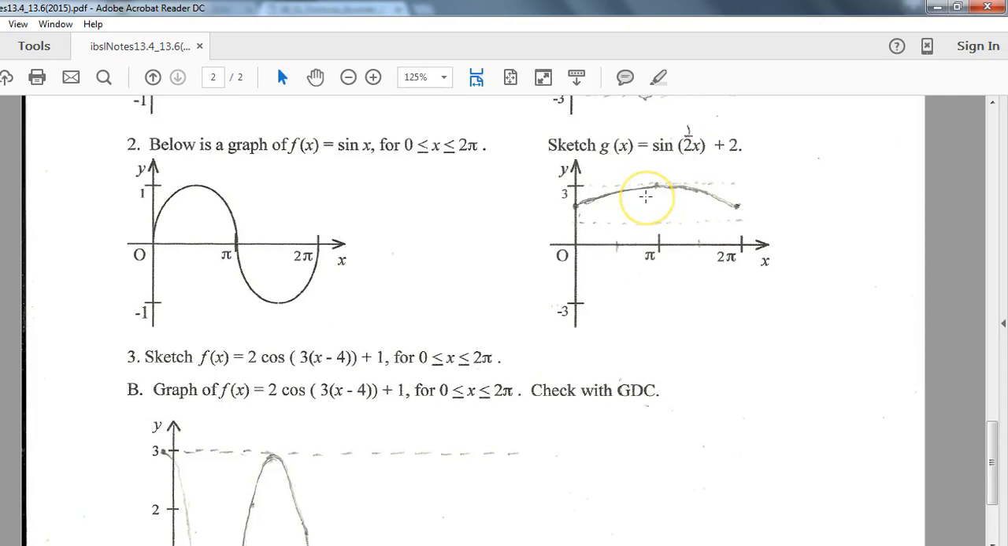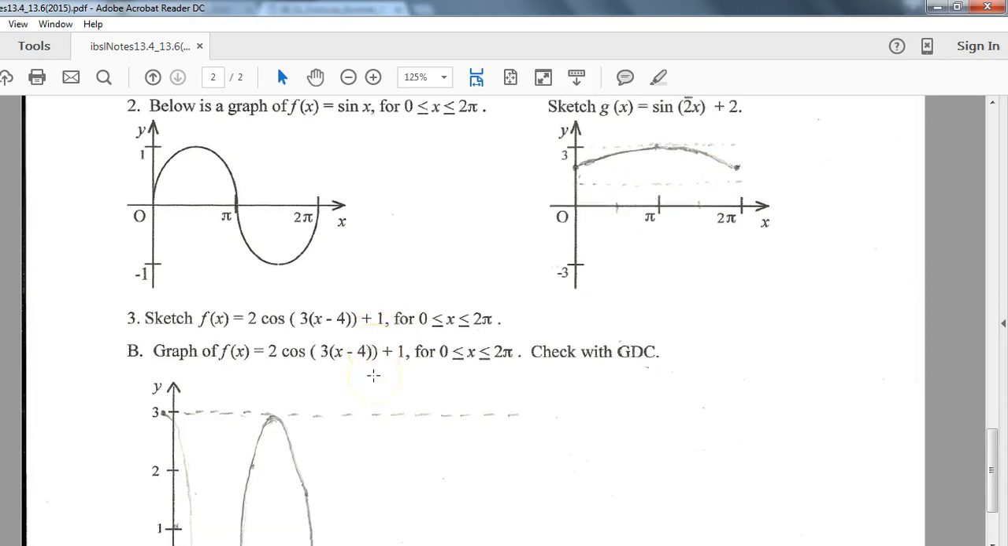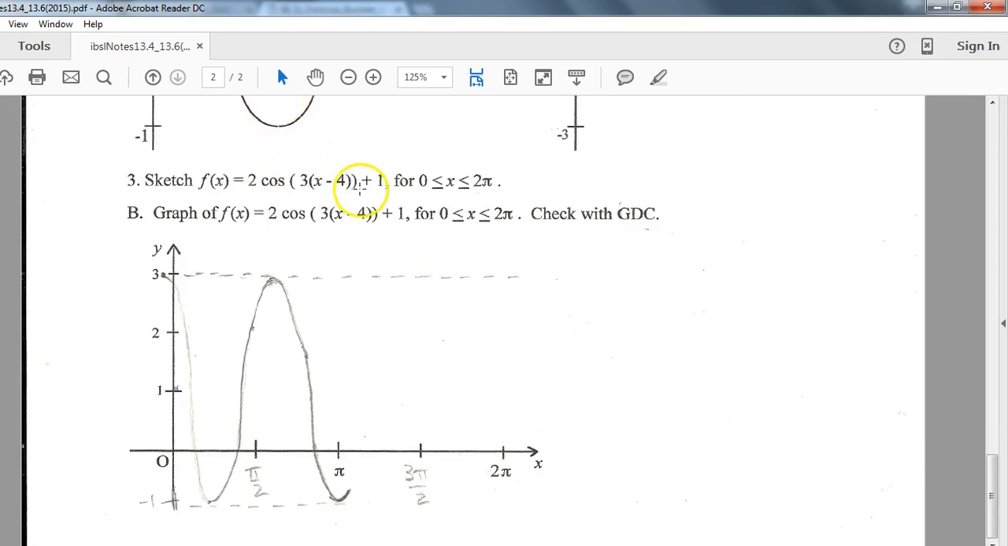And then I'm just going to sketch it within the proper domain, and usually that should be identified within a problem. They might say sketch the graph from 0 to 2 pi or whatever, and so you make sure that you stick with the domain identified within the problem. Last one. This kind of applies everything, so make sure you go through this problem.